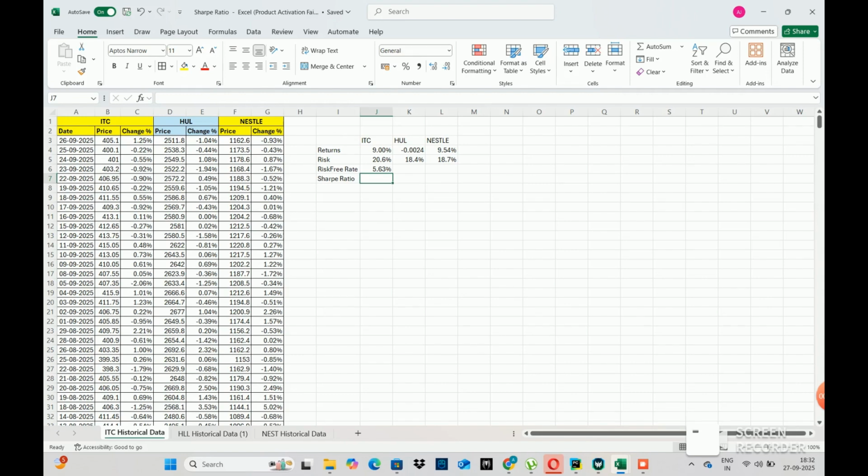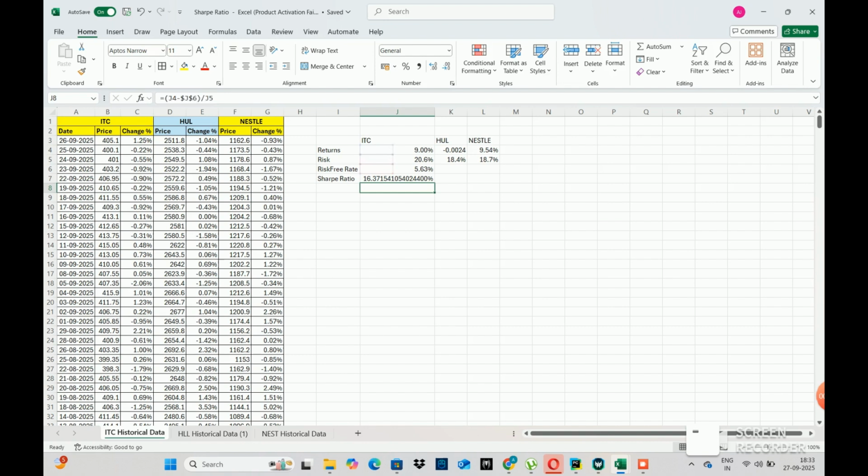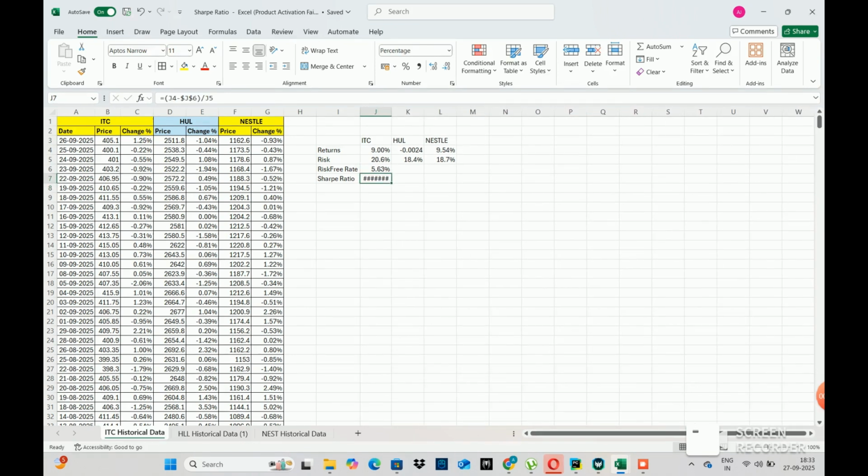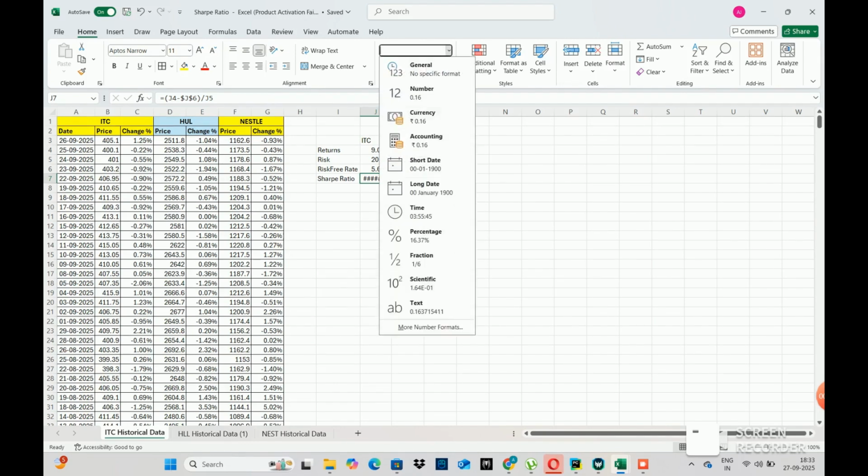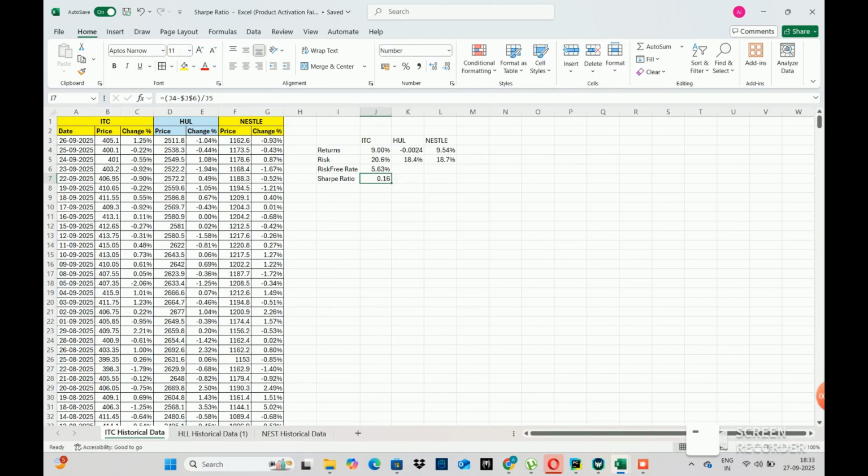Now we are going to need the risk-free rate. We can take the 91 days treasury bonds as the risk-free rate. To calculate Sharpe Ratio, we subtract the risk-free rate from the returns and divide this number by the risk. It is 0.16 for ITC, repeating for the rest two. For HUL it's negative and for Nestlé it is 0.21.